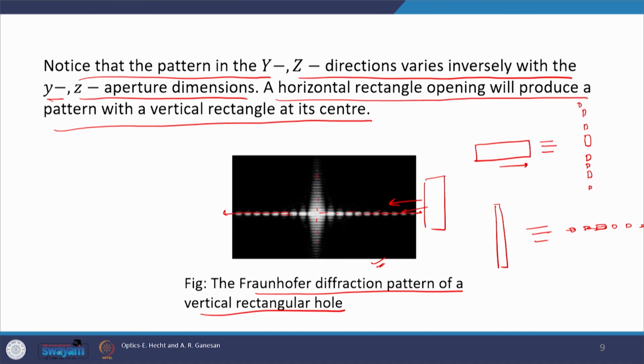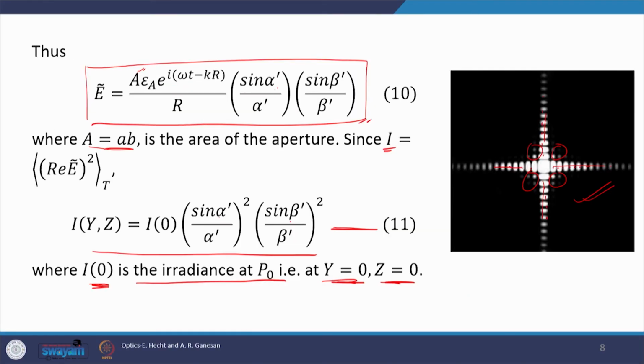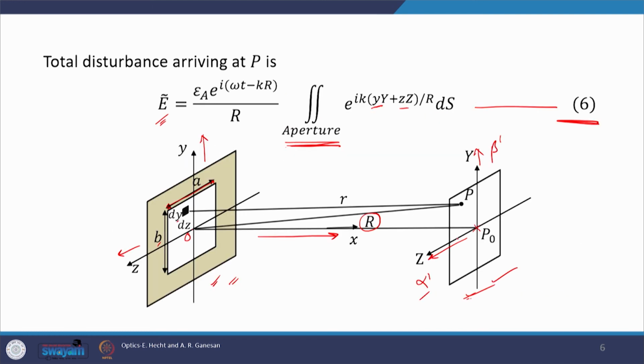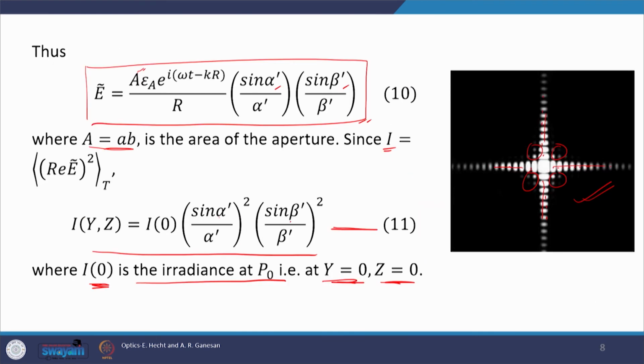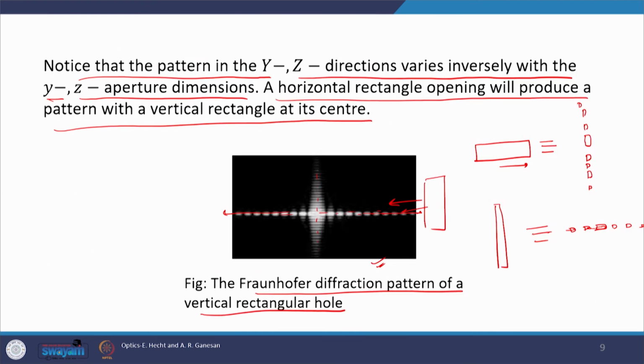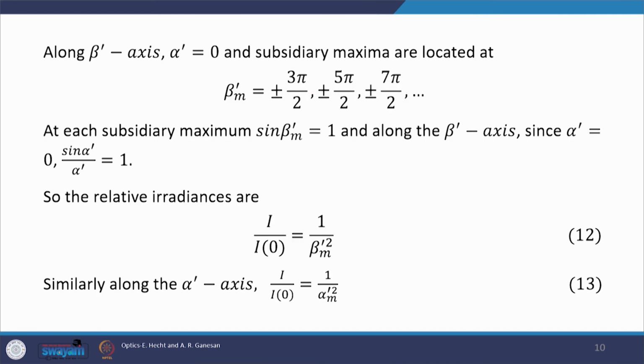Now, what about maxima and minima? You see that there are two parameters in this expression of irradiance, alpha prime and beta prime, which are associated with the capital Z and capital Y axes. It means this pattern appears along those axes. Of course, there are some patterns which are not on these axes too, but we can easily calculate them. How to calculate them? Let us first talk about along the beta prime axis.